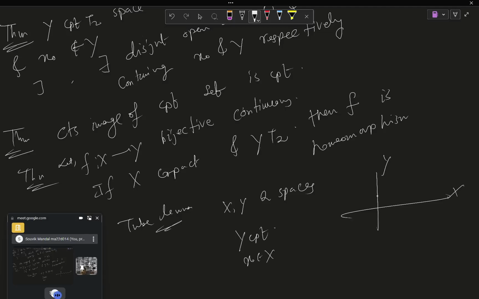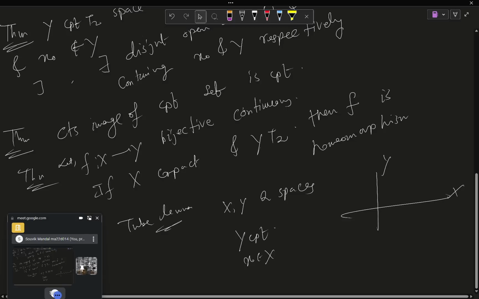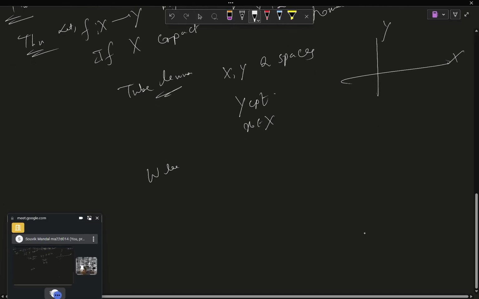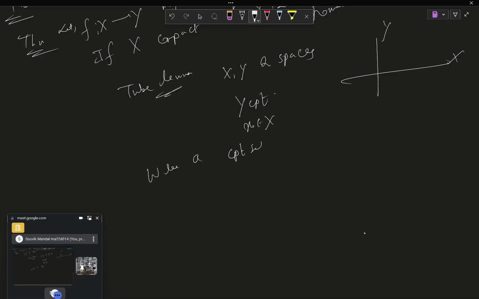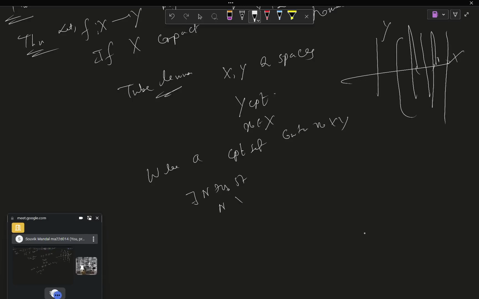Now let x naught belong to X. Let W be an open set containing the slice x naught cross Y. Then there is a neighborhood N of x naught such that N cross Y is contained in W. So this is the tube lemma. I am not going to write the proof again here because it does not make sense right now.